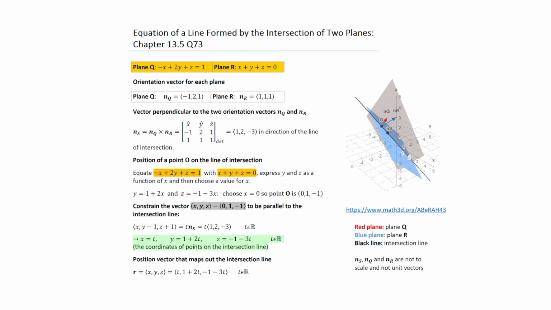If you look on the right now, you can sort of see the description, what the red plane is. It actually doesn't show up as red here. That's the plane Q, the blue plane is plane R, and the black line is the intersection line. And NS, NQ, and NR, again, are not to scale and not unit vectors.